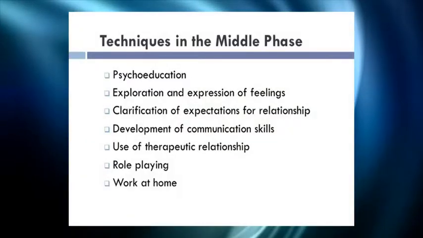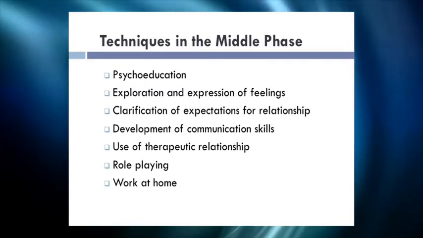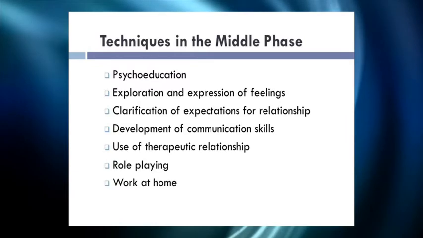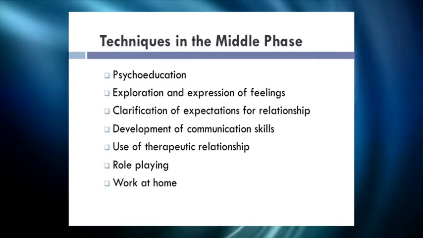So the ones that we're going to talk about this morning are psychoeducation, exploration and expression of feelings, clarification of expectations for the relationship, how we help these adolescents develop better communication skills, and how we use our relationship with the adolescent to give them the opportunity to practice and develop these skills in a safe place. Role playing, which is not unique to IPT, but is a very important technique to help the kids learn how to utilize these skills and internalize them and feel that they can go outside of the therapy session and use them effectively. And then what we call work at home.